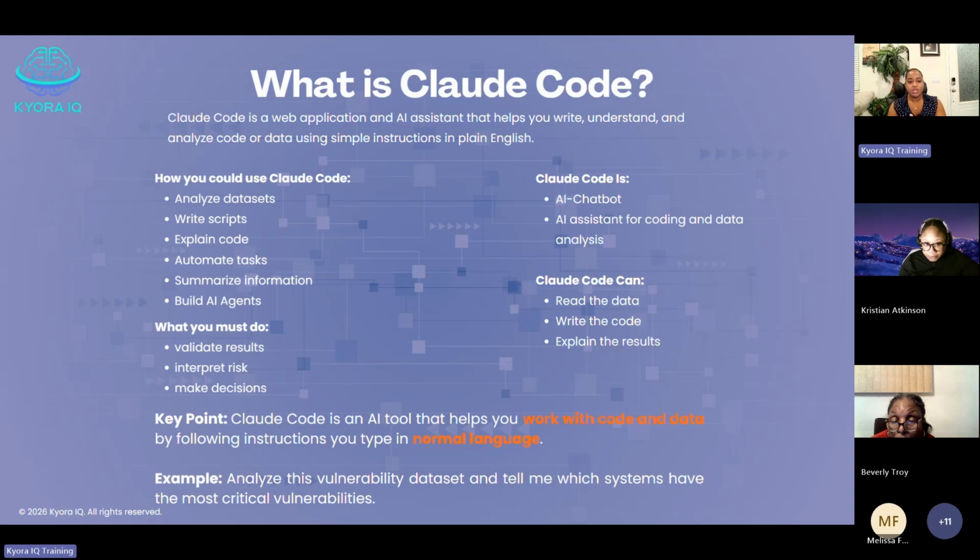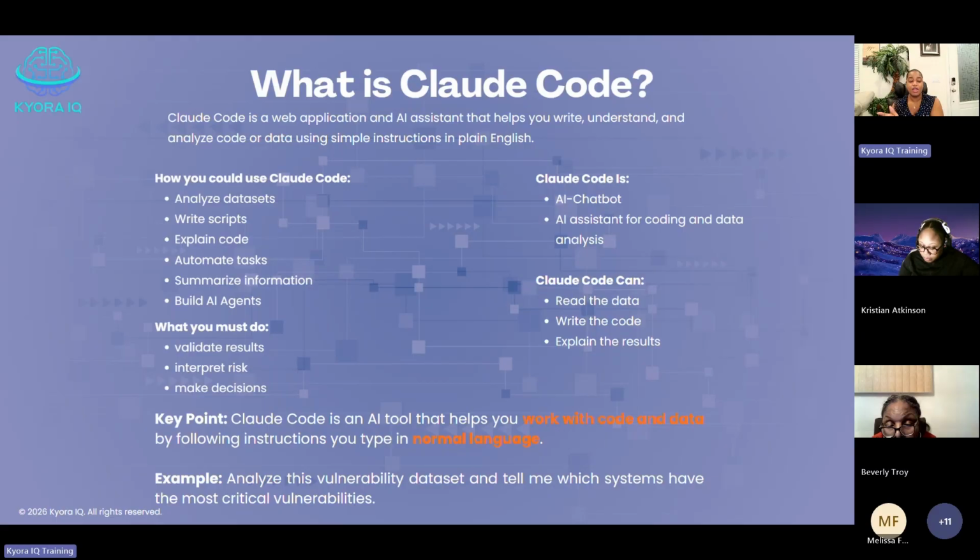So what we're going to be using is Claude Code. It's a web application and AI assistant that helps you write, understand, and analyze code or data using simple instructions in plain English. So you could use Claude Code to analyze data sets, write scripts, explain code, automate tasks, summarize information, and build AI agents. So that's a lot of things that you can do in Claude Code, right?